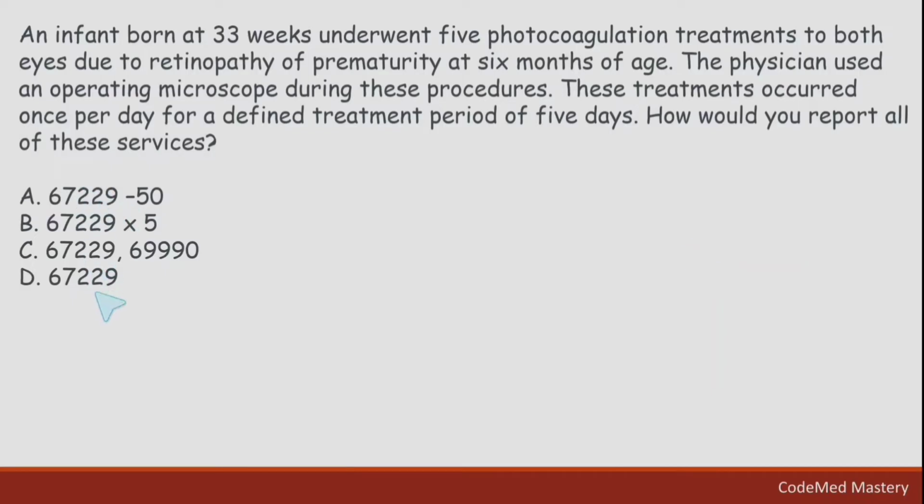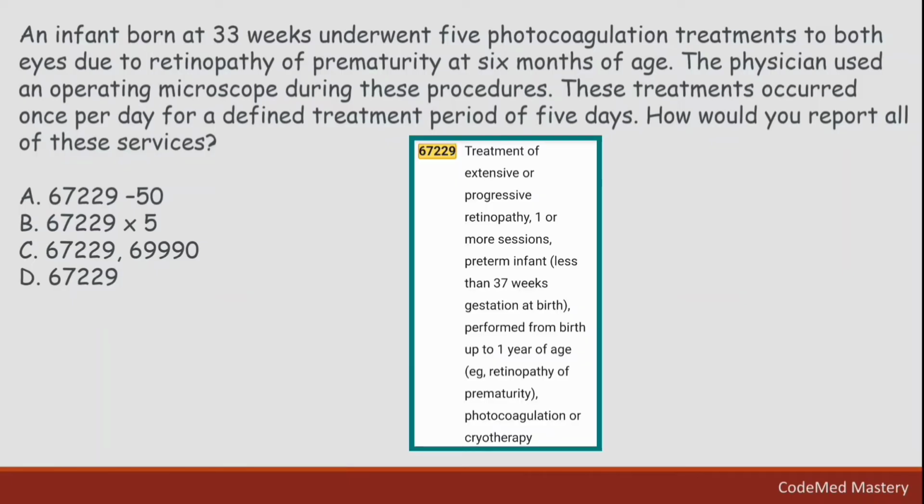In all the options, they have mentioned the code 67229. So the code 67229 is for treatment of extensive or progressive retinopathy, 1 or more session, preterm infant, performed from birth up to 1 year of age, photocoagulation or cryotherapy. Okay, so in the scenario they have given 5 photocoagulation treatments to both eyes due to retinopathy of prematurity.